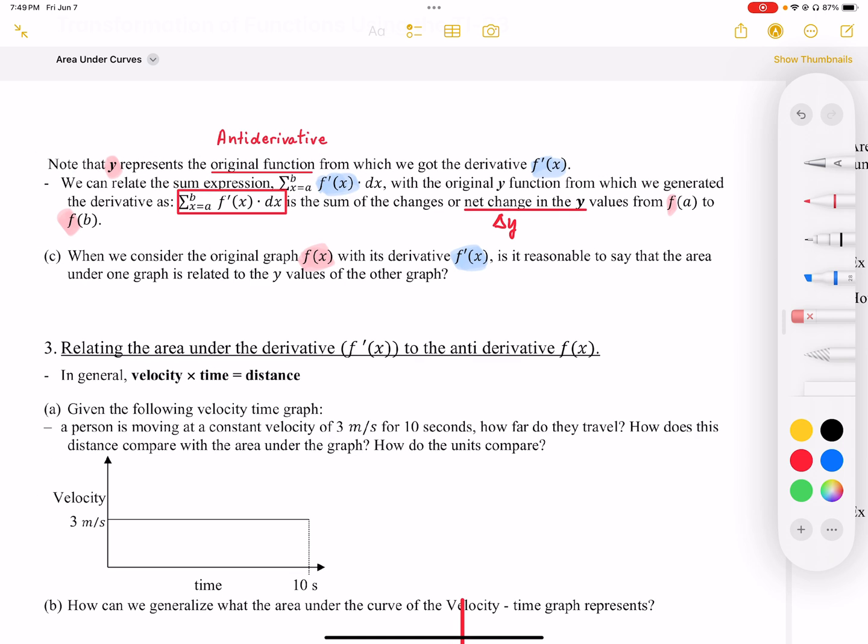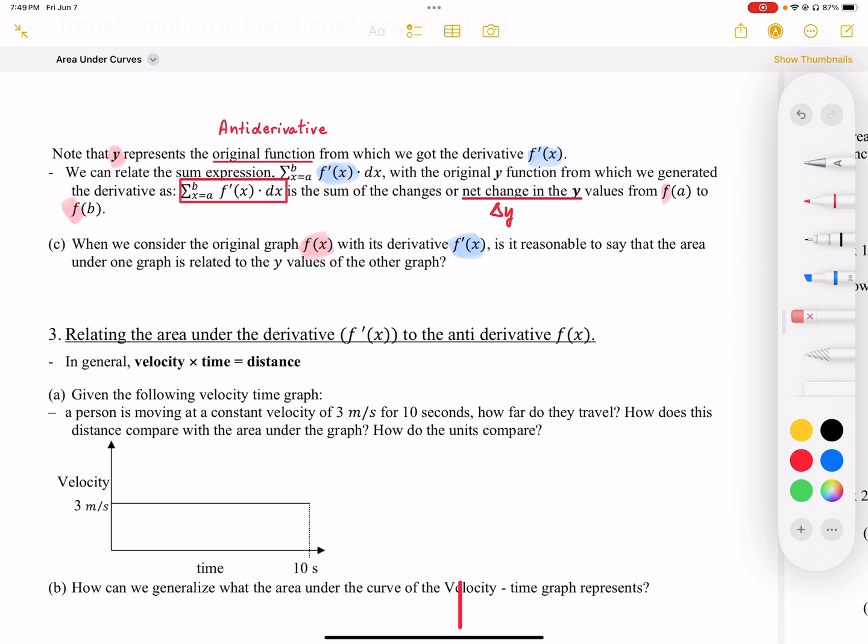So that's really important. That's what we're going to claim now: the sum of all those dy, all the rectangles, I'm going to write that here, the sum of the rectangular areas is equal to a net change in the antiderivative function. Okay, so when we consider the original graph of f of x, the antiderivative, and the derivative function f prime of x, is it reasonable to say that the area under one graph is related to the y values of the other graph? And the answer is absolutely yes. They are very much connected. In fact, they are essentially the same thing.